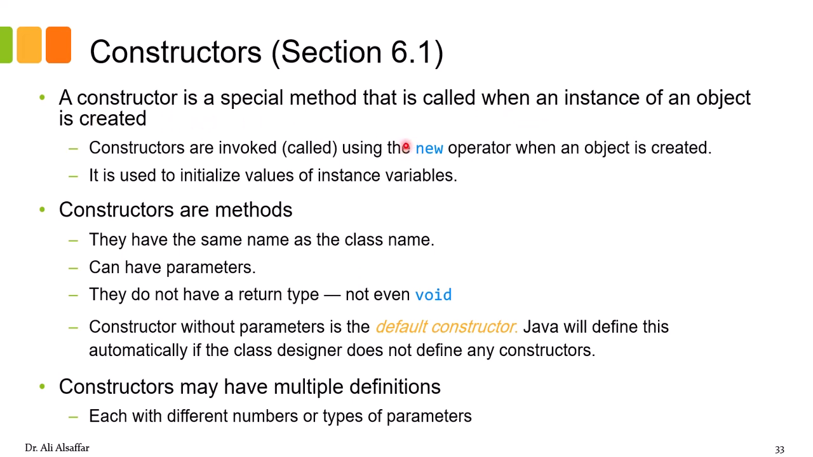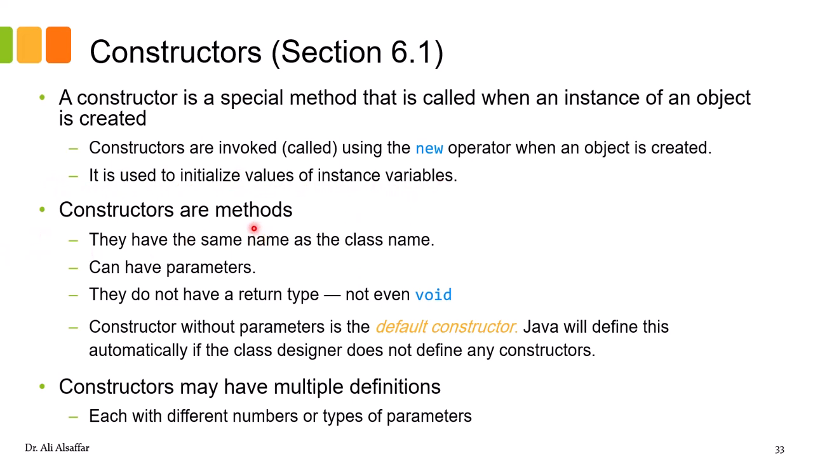So you don't call it by using dot. Whenever you write new, it will be called automatically. So constructors are invoked using the new operator when an object is created. It is used to initialize values of instance variables.